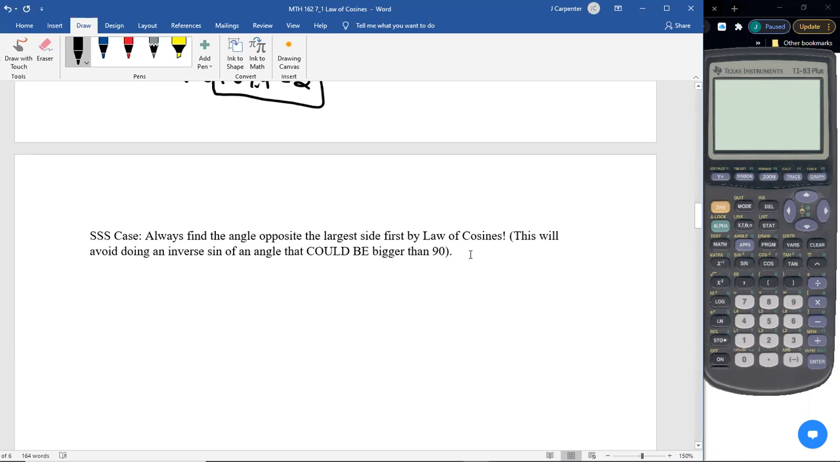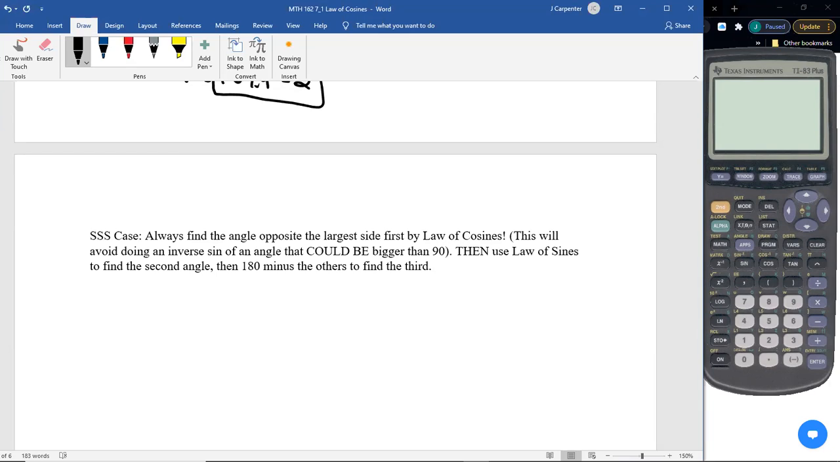So after you've done that, then use the law of sines to find the second angle, then 180 minus the others to find the third. It's literally the same process. Law of cosines, then law of sines, then supplement. I should say supplement in quotes, because it's two angles, not just one, being subtracted.